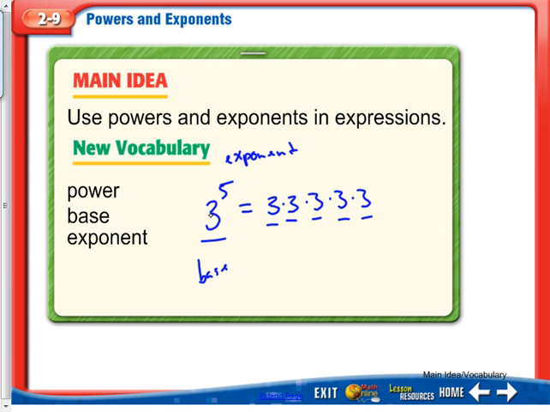It's kind of like what number should we see? That's going to be answered by the base, and how many of them is going to be answered by the exponent or the power. We use powers and exponents to represent large numbers, or we could use it to represent really small numbers.